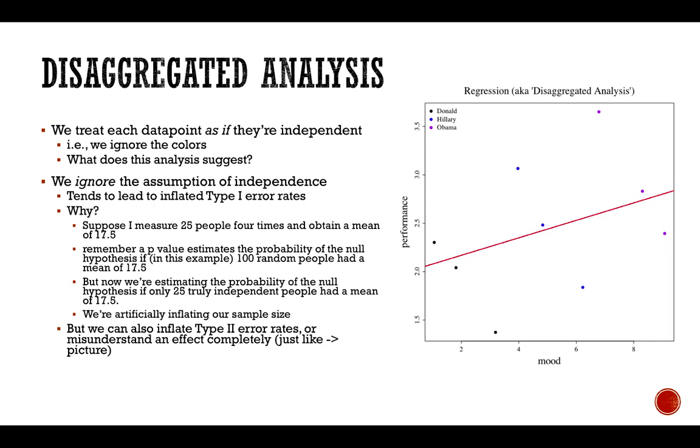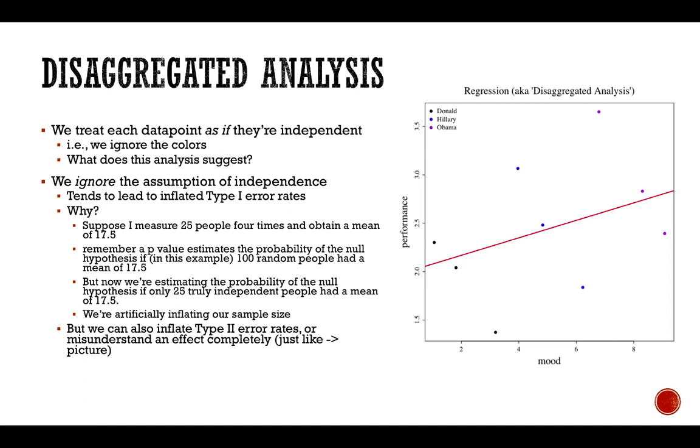Now we're estimating the probability of the data given the null hypothesis if only 25 truly independent people had a mean of 17.5. In other words, with a sample size of 100, if we treat them as if they are independent, then we are artificially inflating our degrees of freedom. And so it's going to lead to inflated type 1 error rates.